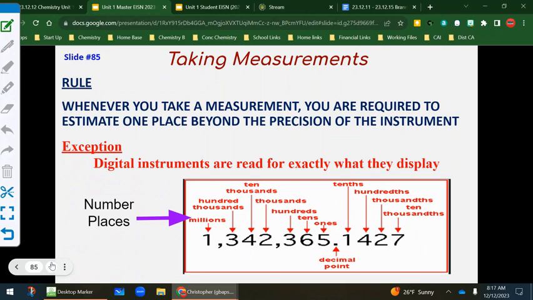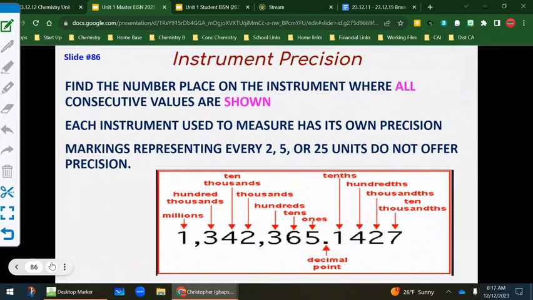The one exception to this rule is a digital instrument. With a digital instrument, you just write down every digit that is shown. You do not add any, you do not take any away. If it ends 0.000, you write 0.000. Digital instruments, you do not have to add a place to. That is the one exception. So digital instruments make life easy, ladies and gentlemen.